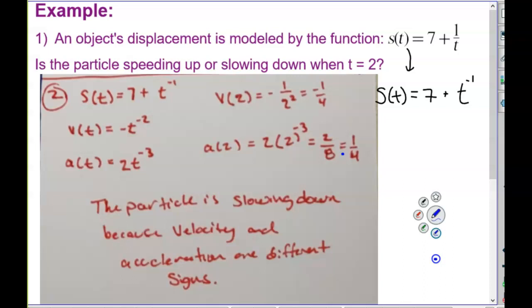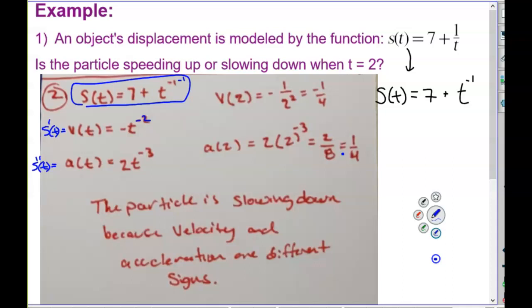So notice how I rewrote the position function here. And then I took the derivative, which maybe I should have written as s prime of t just to make the connection that it's the derivative. So the 7 goes away, the negative 1 comes down, and we take 1 away. That's where the negative 2 came from here. And then I needed to take the derivative of that to get acceleration, which is the second derivative. So I'm just going to apply the power rule again. The negative 2 comes down, and I take 1 away. So here are my derivatives for velocity and acceleration.